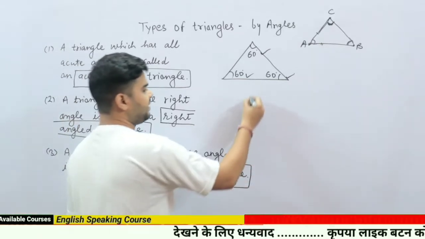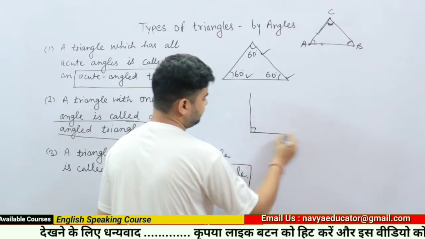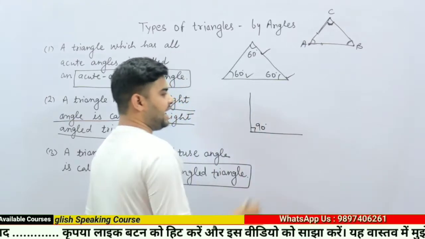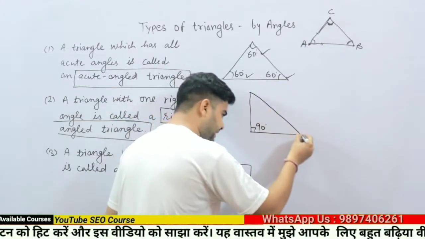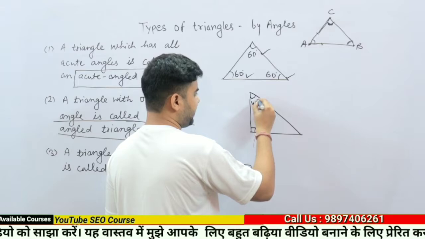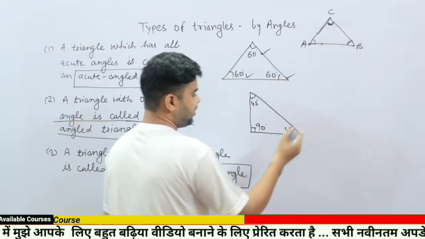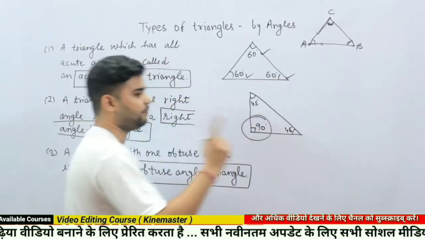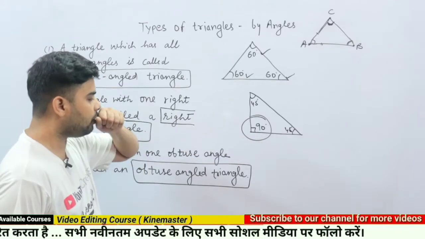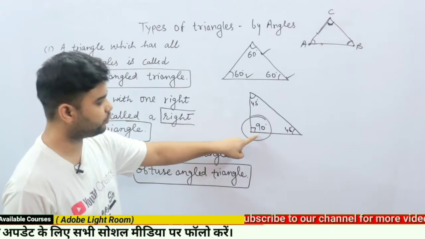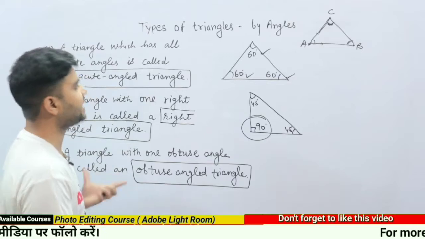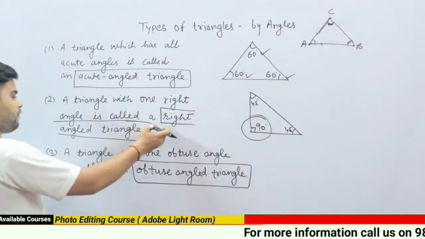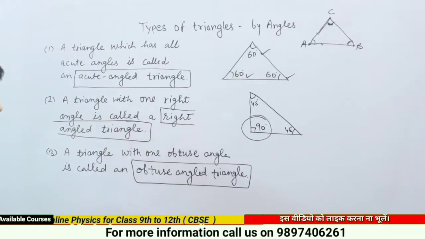So I am making a 90 degree angle here. This is 90 degrees, and now I am making this line. So these angles will be 45 and 45. It doesn't mean we only check one number, which is 90. So here is an angle whose measurement is 90 degrees. That's why this is the example of a right angled triangle.